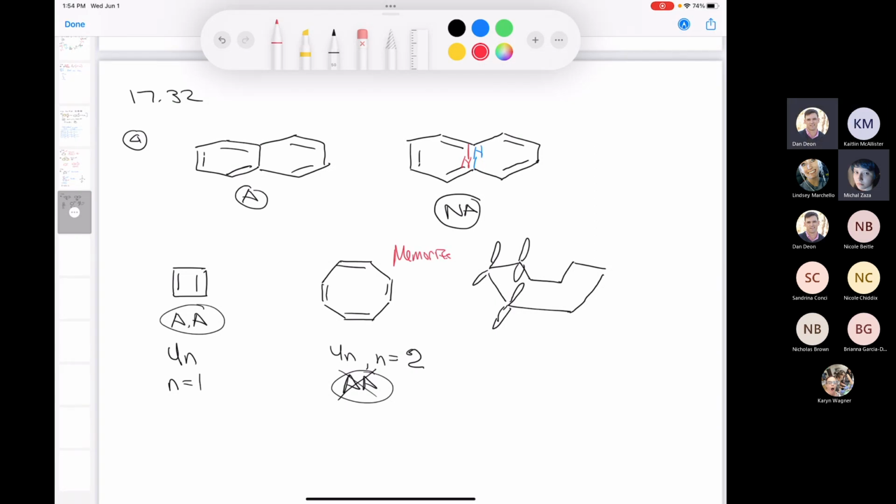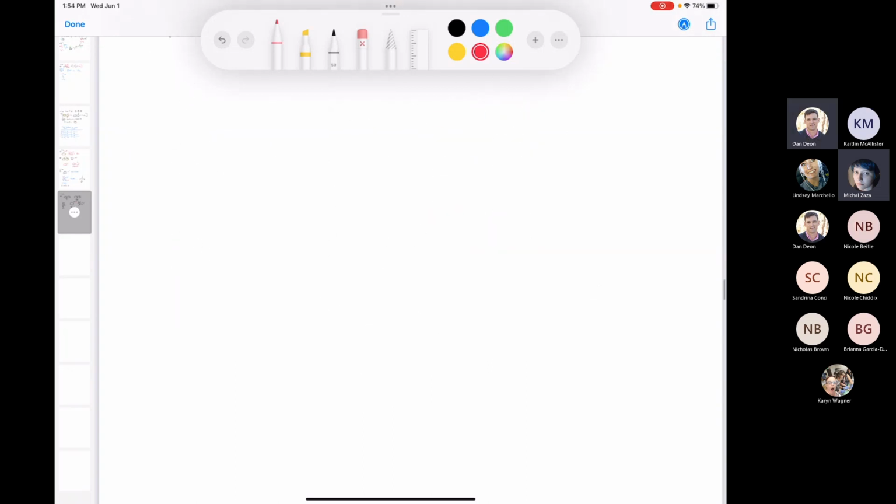Memorize this example. We should just learn it. I would memorize cyclooctatetraene. Very important example. All right, let's try one more, and then we'll move on.